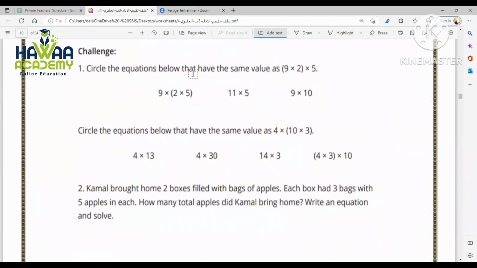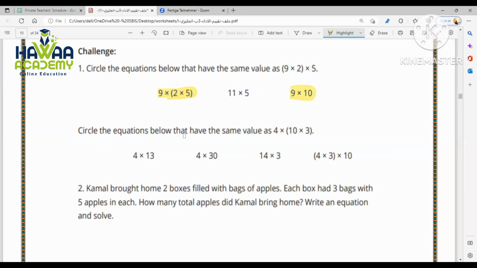Circle the equations below that have the same values as 9 times 8 times 2 times 5. Okay, that would be not easy. Okay, so it's 9 times 2 times 5. 9 times 2 times 5. I just changed the brackets. It's called the associative property. So yeah, I have the first one here. I find it. 11 times 5. No, it can't be. 9 times 10. Let's see. If I multiply 2 times 5, it's going to be 10. And 10 times 9 will be 90. So yeah, I have both of them.